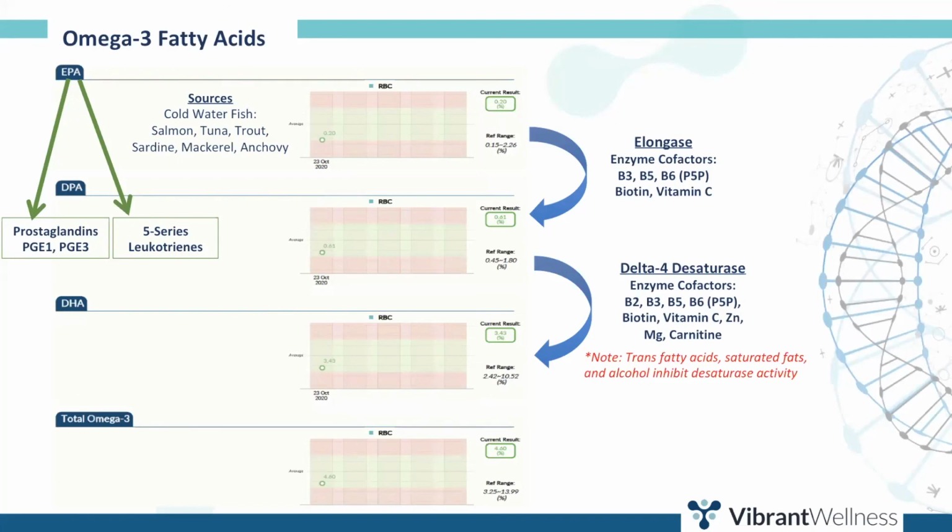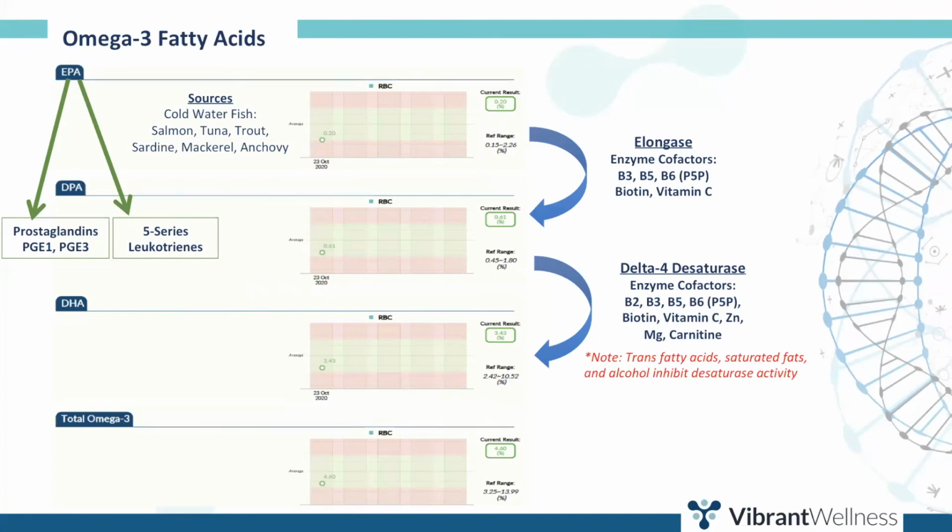I did just want to highlight our omega-3 fatty acid panel. We don't want to just look at their dietary intake or supplemental intake of omega-3s or omega-6s. We really want to understand along the pathways if they have any impairment in their enzymatic activity. So, EPA is converted to DPA by the elongase enzyme. Those enzyme cofactors are B3, B5, B6, biotin, vitamin C.